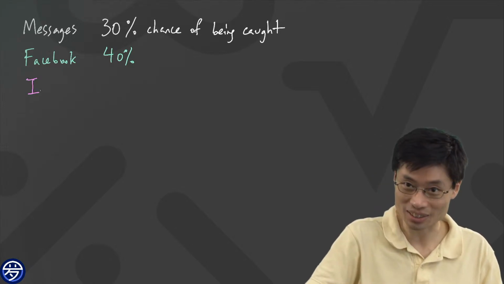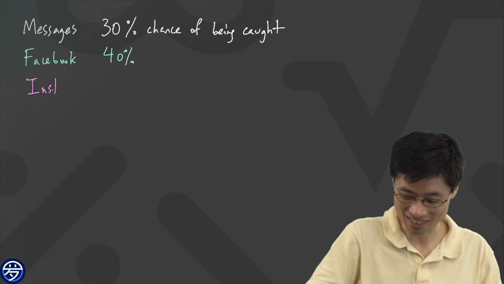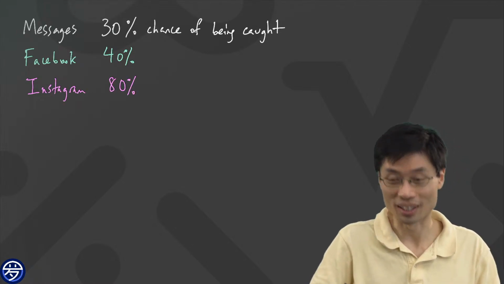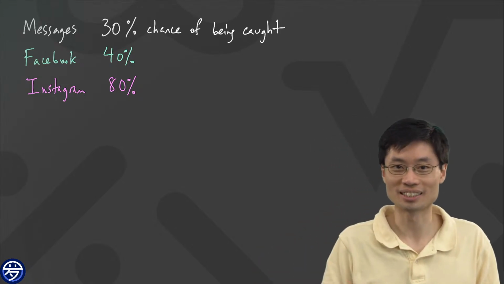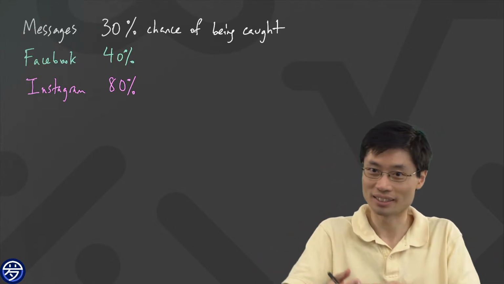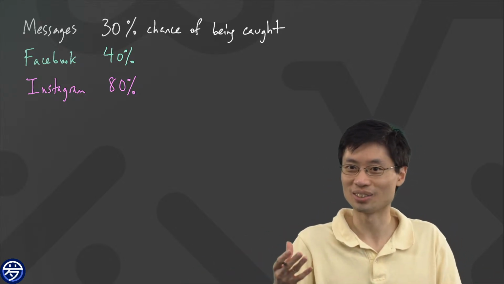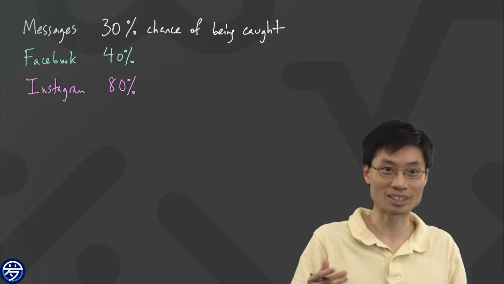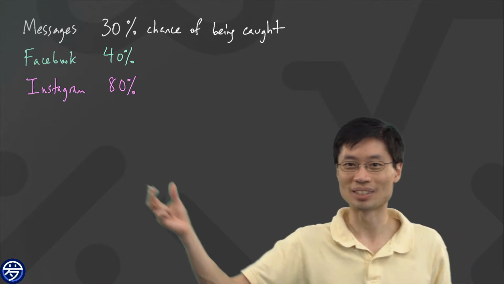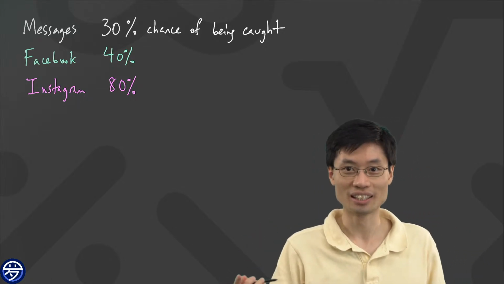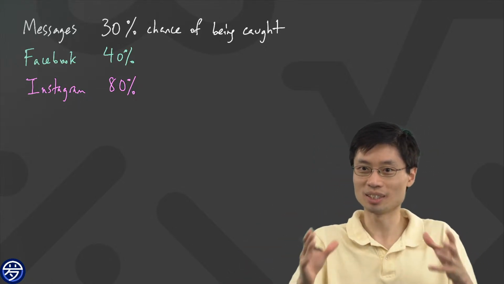Is this what you guys actually do in school? Instagram, 80% chance of being caught. So this is apparently what everyone does in school. Everyone apparently texts all their friends with messages, Facebook and Instagram, and people try not to get caught. Is that what actually happens? I'm not sure, but we're saying that somehow this is what's happening. Apparently Instagram is very easy to get caught. I can understand why. It's because you can see the picture.